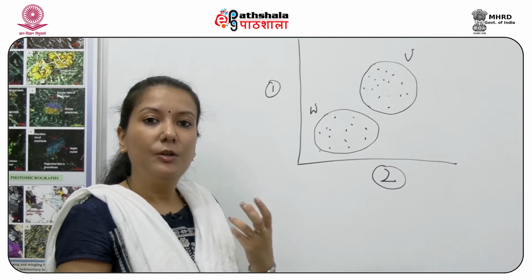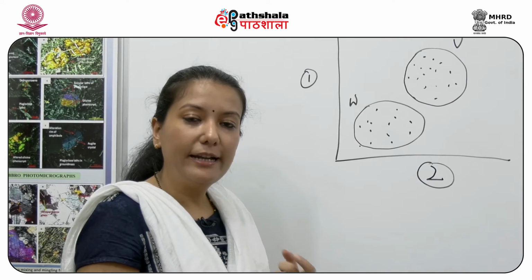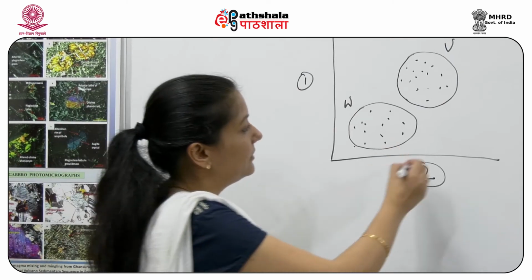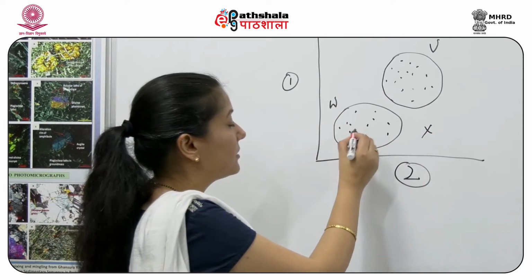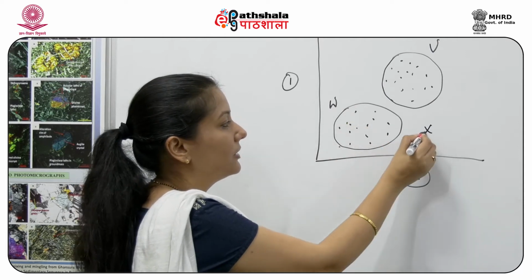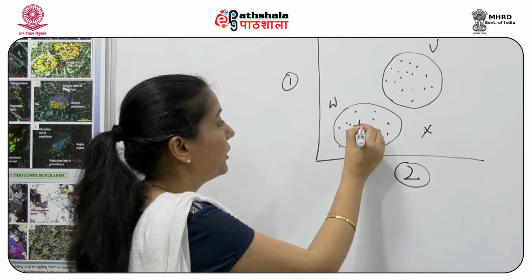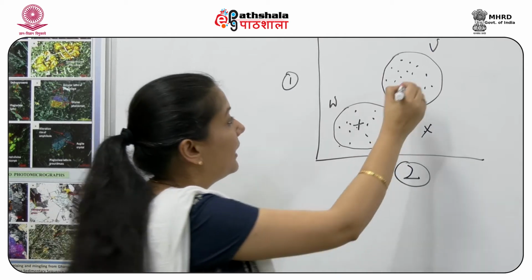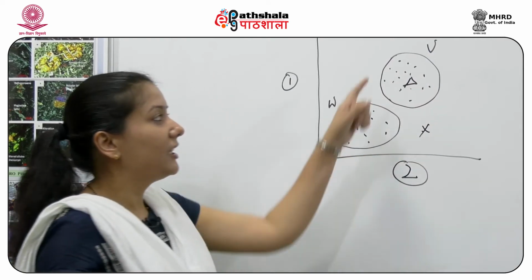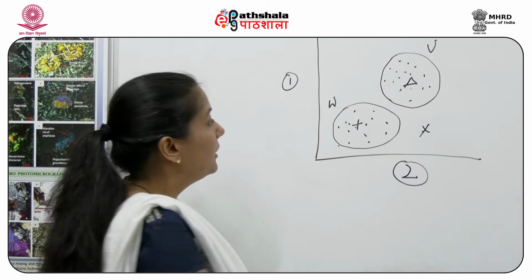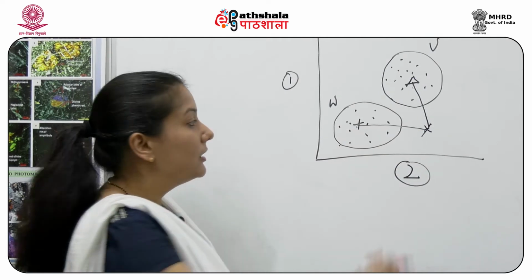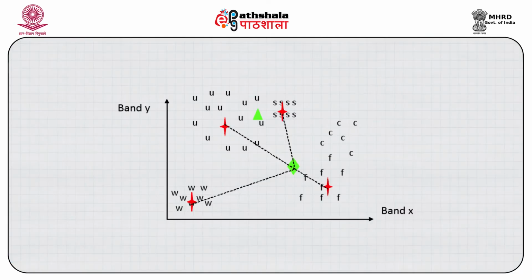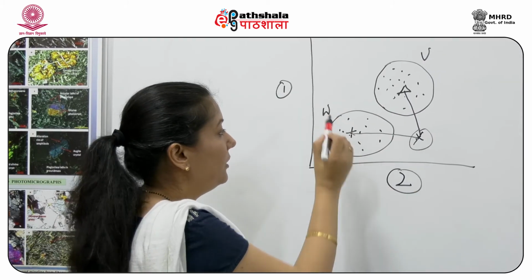Now we take the reflectance value of the unidentified pixel, and suppose it is somewhere here. We calculate the shortest distance of the mean of all these to this point. Suppose this point represents the mean value of this, and the triangle here represents the mean value of all these pixels here. We calculate the shortest distance to this and the shortest distance to this. Whichever distance is shorter, this pixel would be classified into that class. So it can be water.